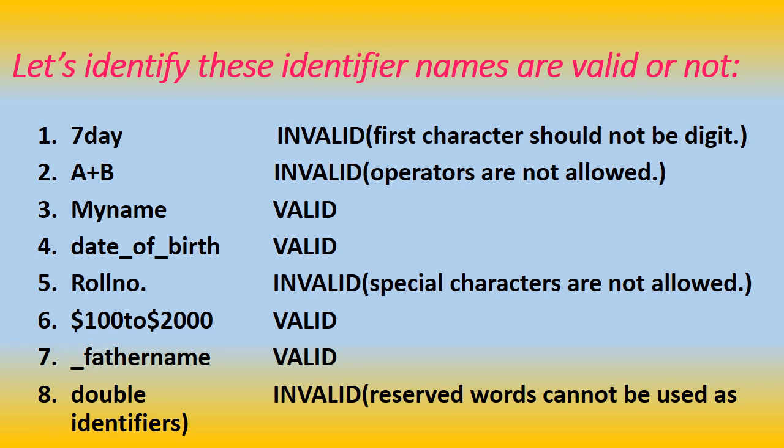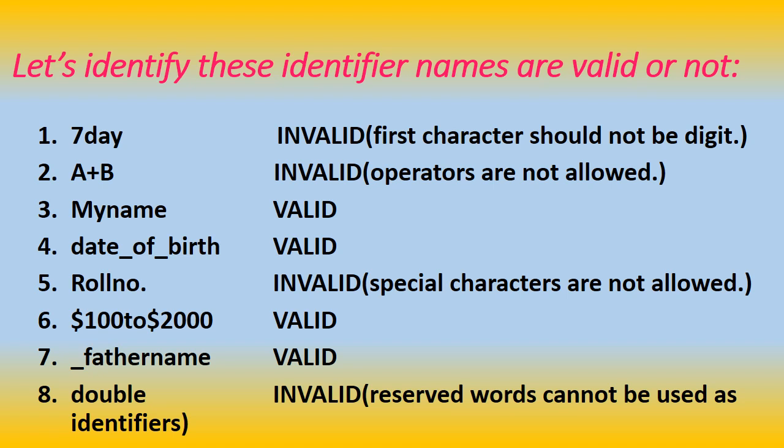Next example is A plus B. Is this valid or invalid? Yes, it is also invalid because we are using here in between A and B one operator. Operators are not allowed in the name of identifiers.